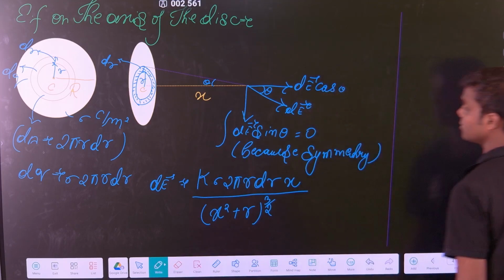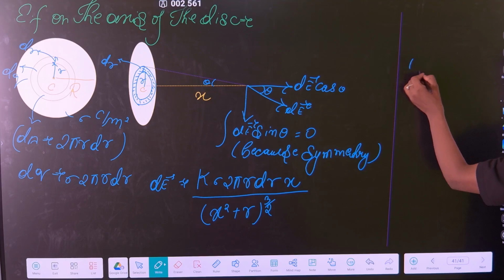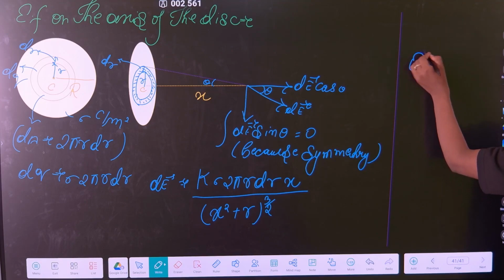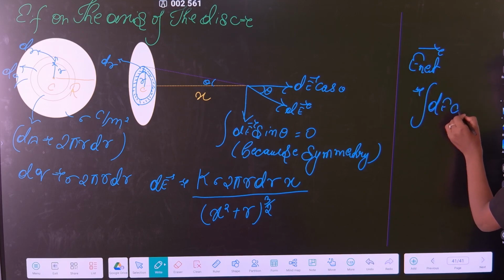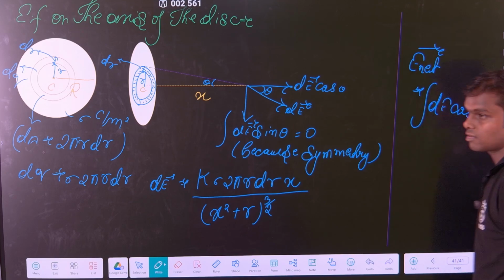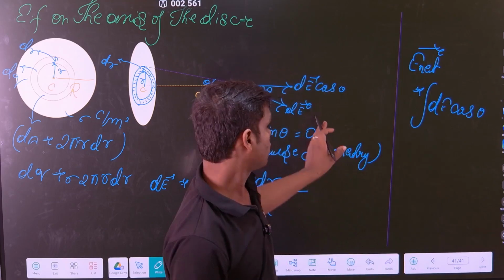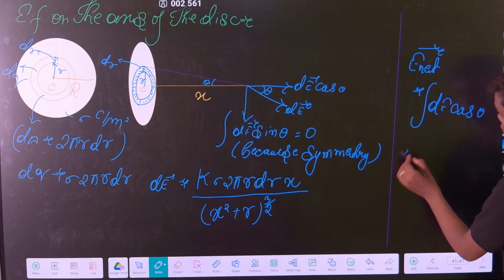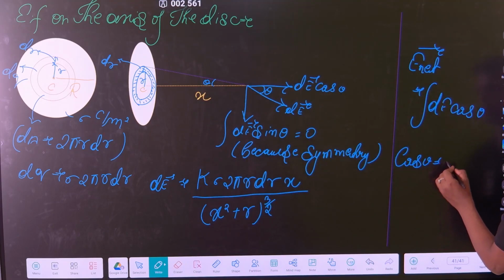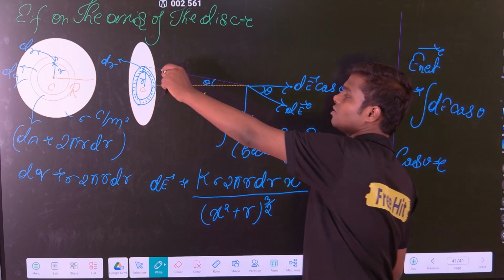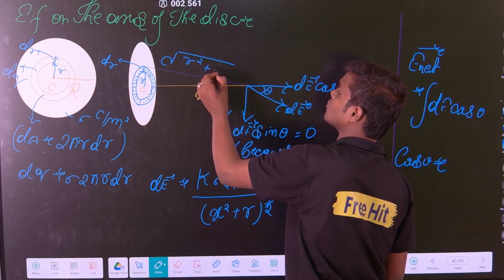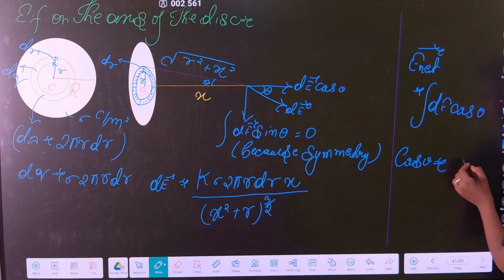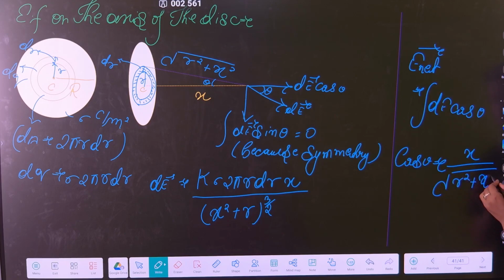Okay, so let us see. Our E net is equal to the integration of dE cos theta. Now what is cos theta? From that triangle, cos theta will be x upon this distance. This distance is root over of r square plus x square, so cos theta is x upon root over of r square plus x square, correct?